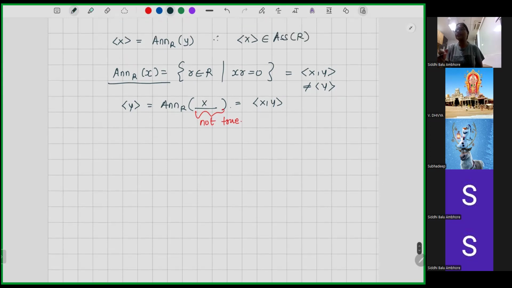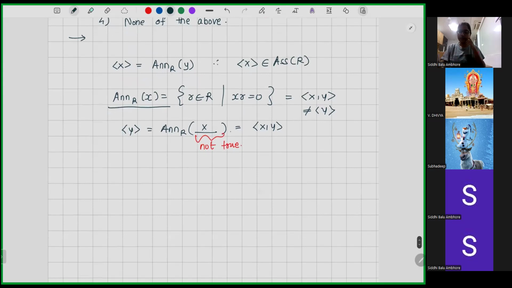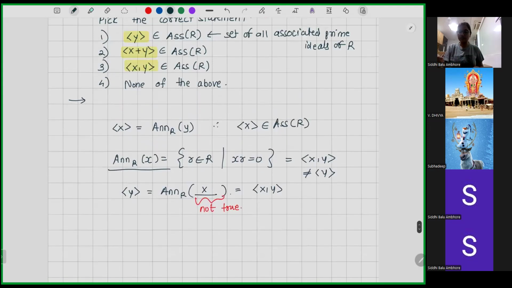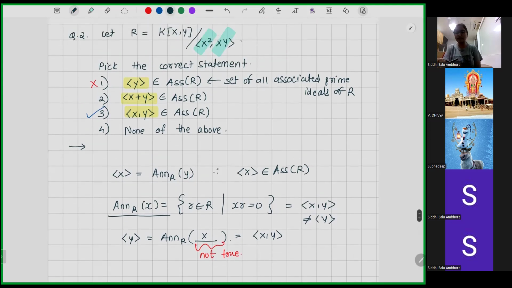Is this clear? Why the annihilator of x is not y? It's not y. The annihilator of x is indeed the ideal generated by x and y. So therefore y is not an associated prime, and we got that (x, y) is an associated prime. And what about x plus y? What can you say about this ideal x plus y? Can this be the annihilator of any element?